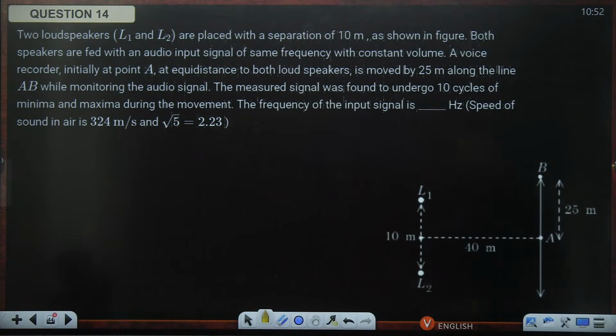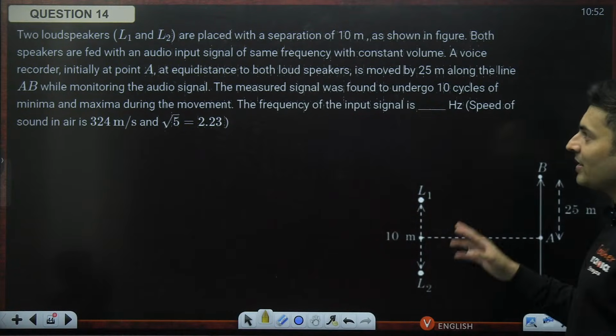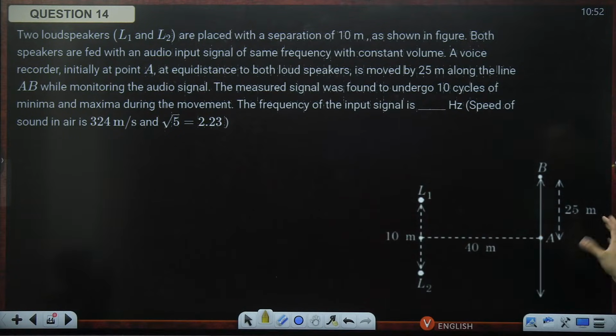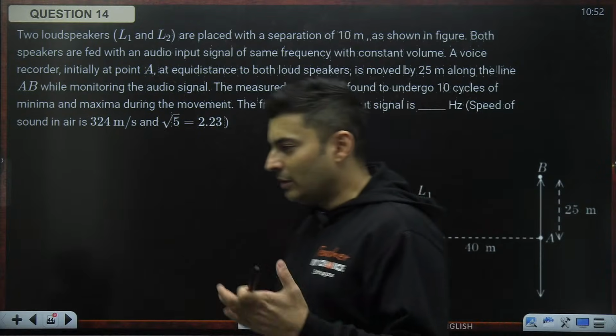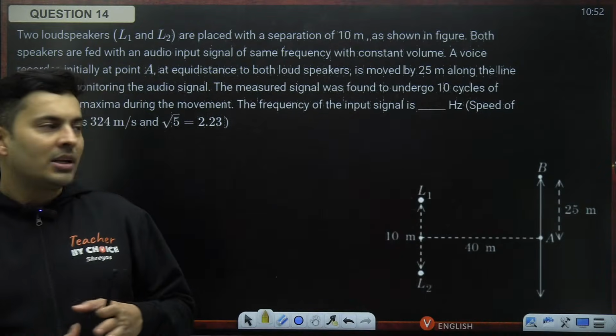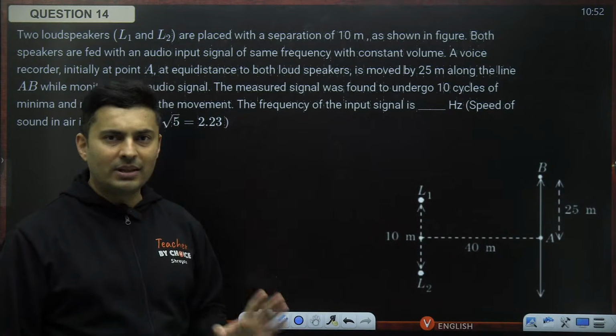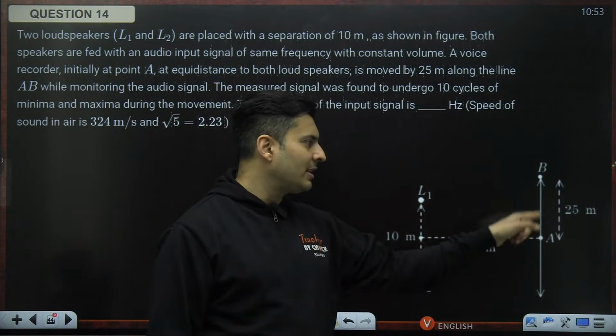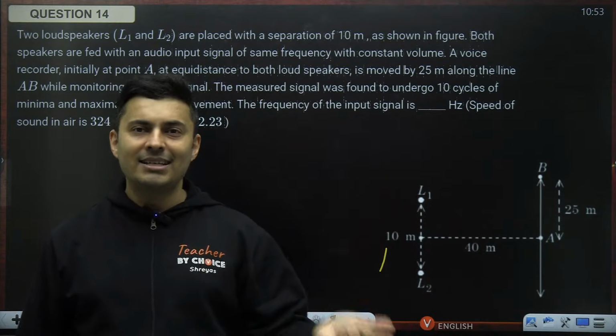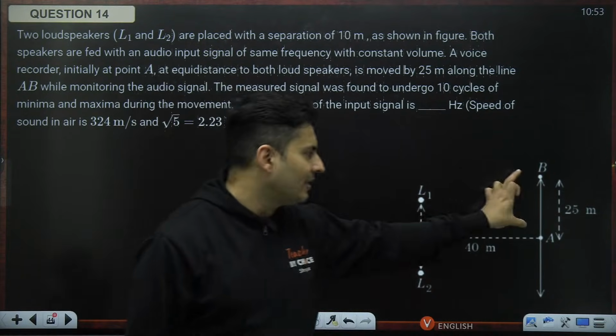Two loudspeakers are placed with a separation. Both speakers are given some input frequency. A recorder is placed at point A, equidistant, and then moved here. While you move it, you are undergoing 10 cycles of minima and maxima. This is such a brilliant question because it looks like a Young's double slit experiment if you forget the word sound and replace it with light. So imagine two light sources and you're going from here to here. You are seeing 10 cycles, meaning there are 10 fringes over here.